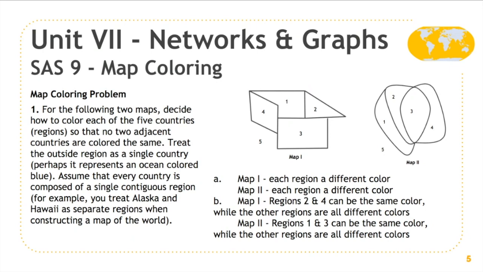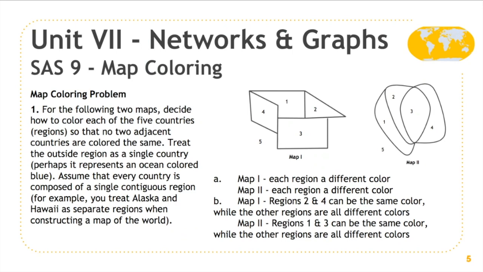Perhaps it represents an ocean colored blue. Assume that every country is composed of a single contiguous region. For example, you treat Alaska and Hawaii as separate regions when constructing a map of the world. Okay, our answers are A, map 1, each region a different color, and map 2, each region a different color.